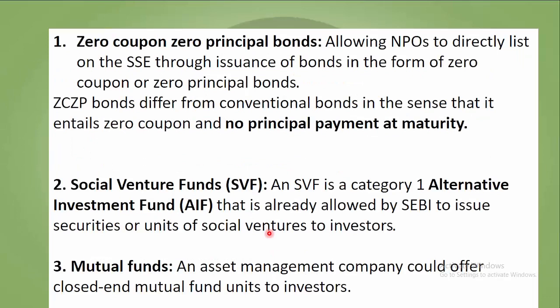So zero coupon, zero principal bonds allow NPOs to directly list on the SSE through issuance of bonds in the form of zero coupon or zero principal bonds. These bonds differ from conventional bonds in the sense that they entail zero coupon and no principal payment at maturity. Social venture funds, or SVF, is a category 1 alternative investment fund that is already allowed by SEBI to issue securities or units of social ventures to the investors. Then mutual funds: an asset management company could offer closed-end mutual fund units to the investors as well.